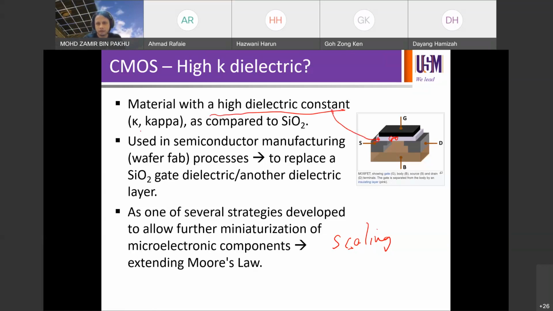So for the gate oxide, the current technology utilizes silicon dioxide. This is the common gate oxide that we are using in current technologies. High-k material is used in semiconductor manufacturing with a fab process to replace the silicon dioxide gate dielectric or another dielectric layer. So we need to come up with other options for gate materials to eventually replace silicon dioxide if we need to, right? This is one of several strategies developed to allow miniaturization of microelectronic components, extending Moore's law. Choosing the right material for the gate oxide is crucial to make sure the transistor is performing the desired function as intended.